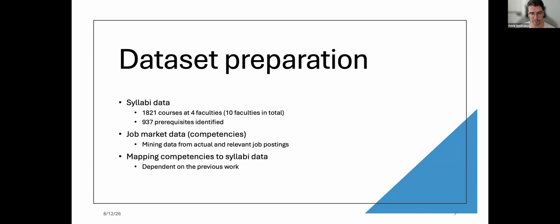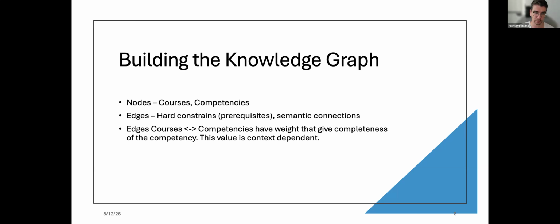Then also part of the dataset should be job market data, the competencies that are required for the positions, what the job market wants right now, what's trending, what companies are hiring, and it's the analysis of data from the job market, right? And then we also need to map these competencies to the course data to find which course gives you which competency. And of course, it's not one to one. I will get to it.